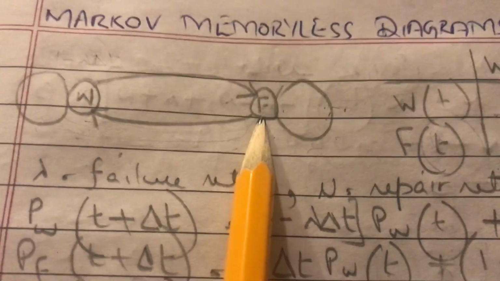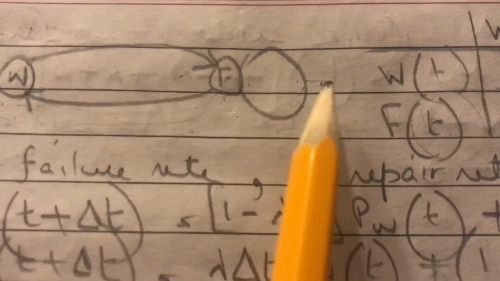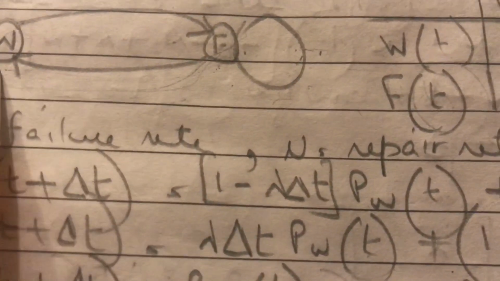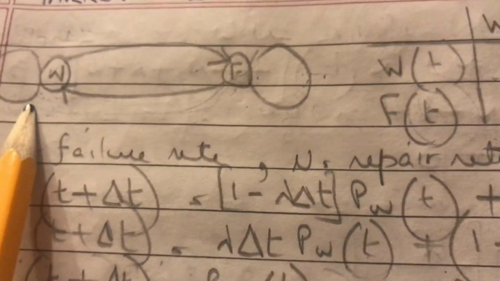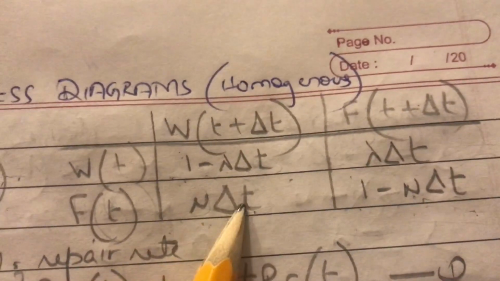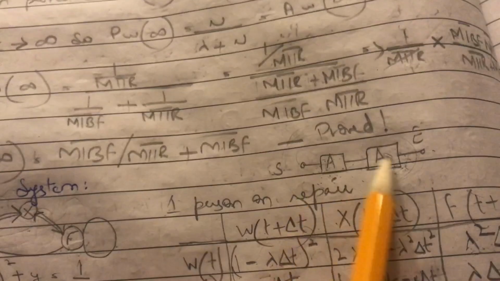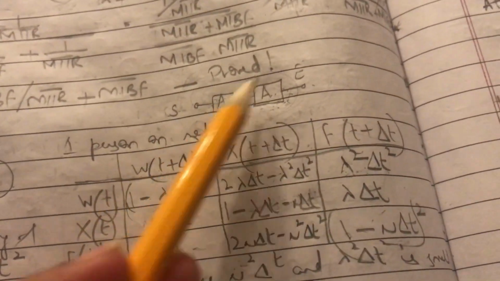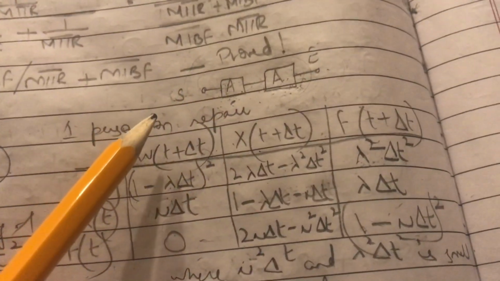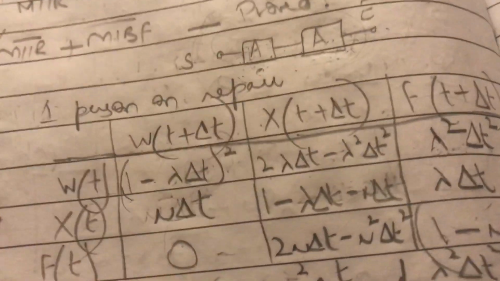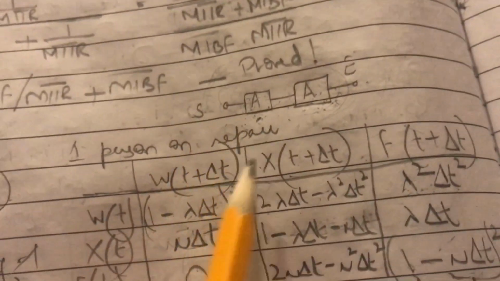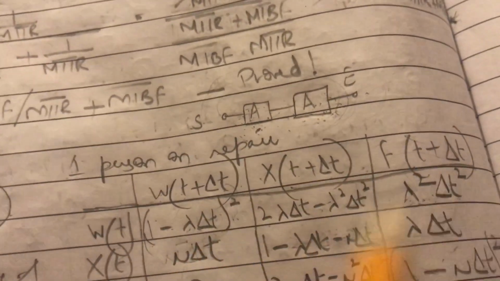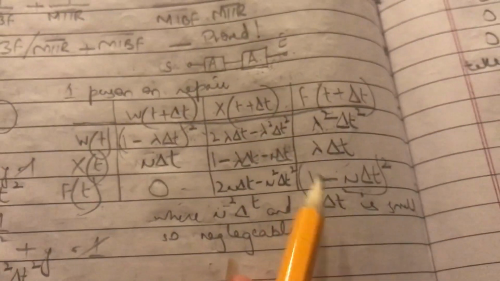And when it goes from here to here, when from failed condition it goes to working condition, it's been repaired, so we wrote it as repair rate into delta t. This was for the one component thing. Now we are talking about the two components thing, but everything is the same. You can see that we only have square here. In the first part we only write it as square.